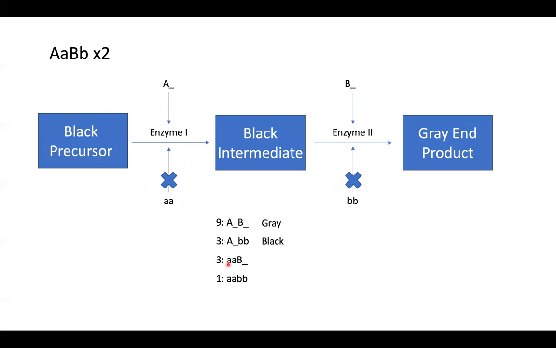The 3, 2 little a's, and 1 big B. Again, you start at the black precursor. It does have the 2 little a's, which means it cannot move forward, and it has to stay at the black precursor, which means the phenotype is black. The same rule applies to the 2 little a's, 2 little b's, so the phenotype is black. This gives us a ratio of 9 gray, 7 black, which is an example of duplicate recessive epistasis.